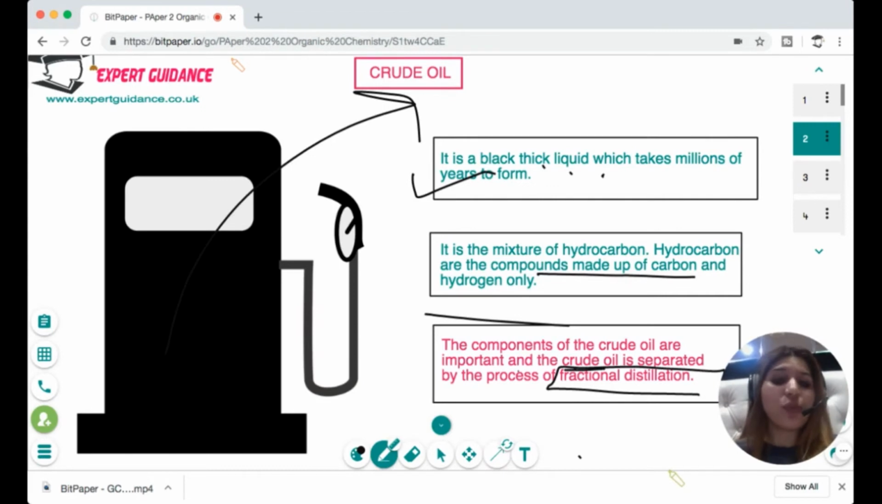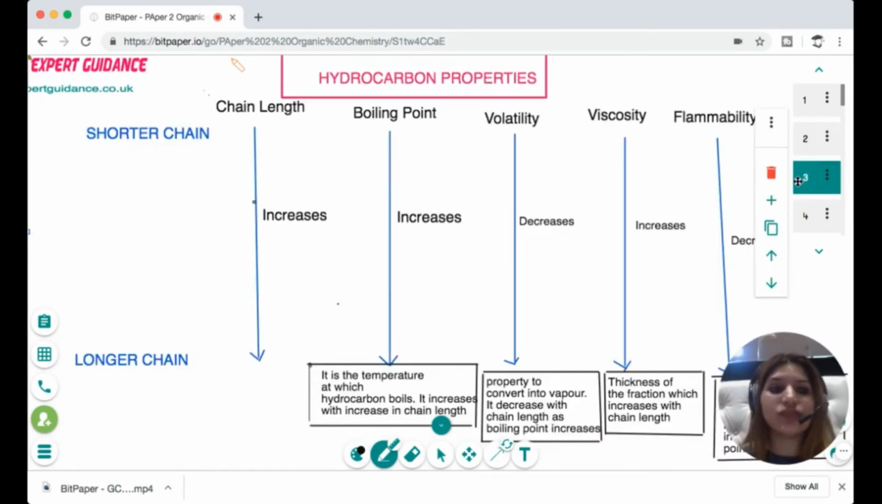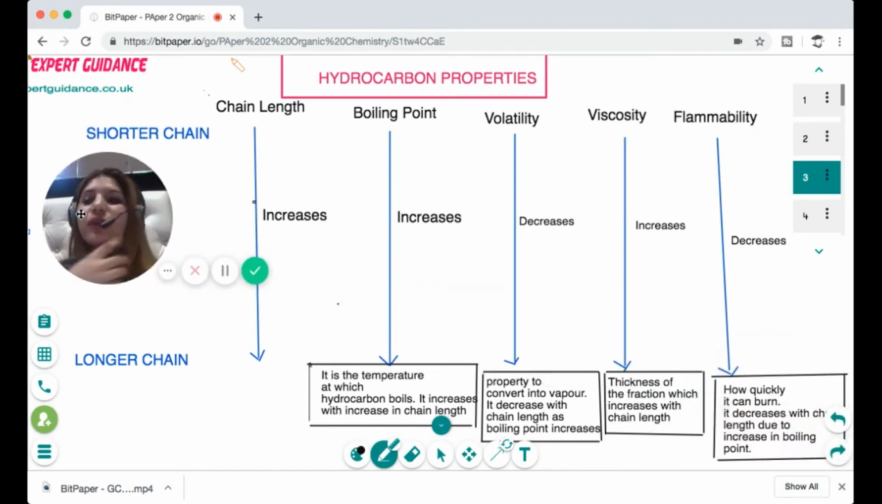Remember this word, fractional distillation, as often in the exam they ask you to explain and even explain the term fractional and distillation. So let's see. Now, before we come into fractional distillation, let us see what are the different properties that each of the components of the crude oil has.